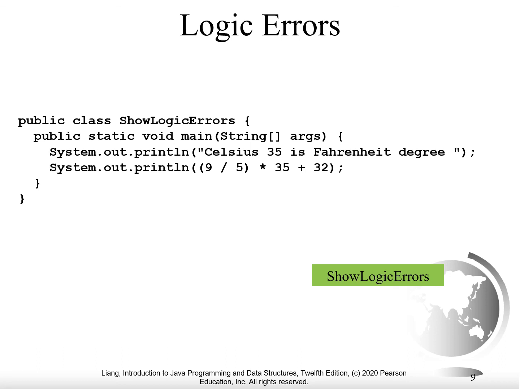Logic errors are the most difficult to detect. Logical errors occur when a program compiles, runs, and gives a result. However, the result is inaccurate, or somehow the program does not perform as intended. In this program, ShowLogicErrors, the logical error occurs because when we divide 9 by 5, we get an integer result. In order to correct this error, we would need to change either the 9 or the 5 to a floating point number.